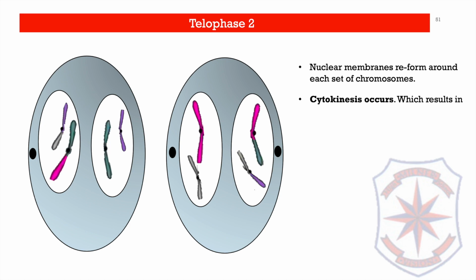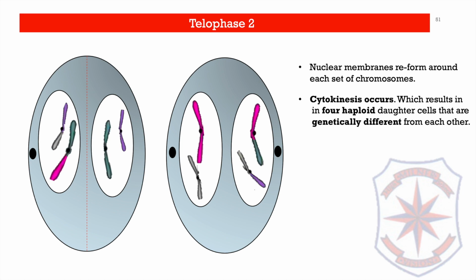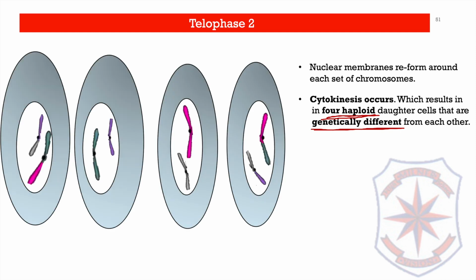Next, cytokinesis occurs. Remember, cytokinesis means the division of the cytoplasm. And then, after cytokinesis, we are going to have 4 daughter cells. 4 daughter cells that are genetically different from each other. There we go. We now have 1, 2, 3, 4 daughter cells.